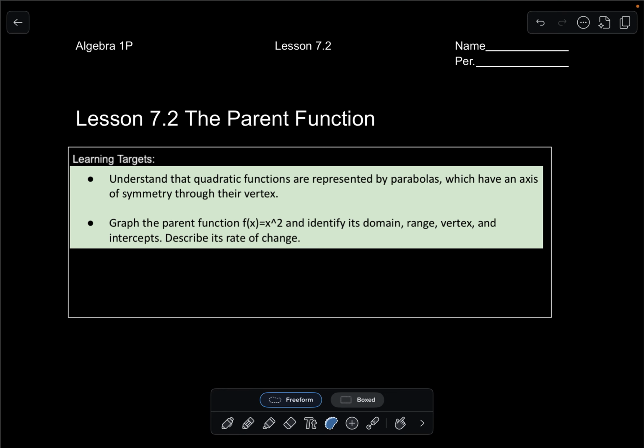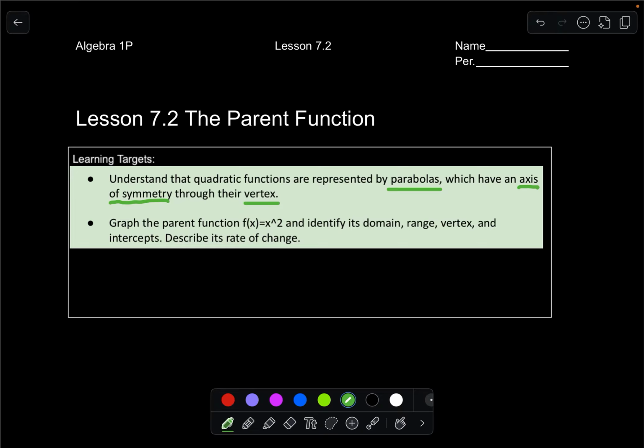The basic learning targets are that one, we'll understand that quadratic functions are represented by something called a parabola, which have an axis of symmetry. Also important, through their vertex. So these are all words very much associated with quadratics.